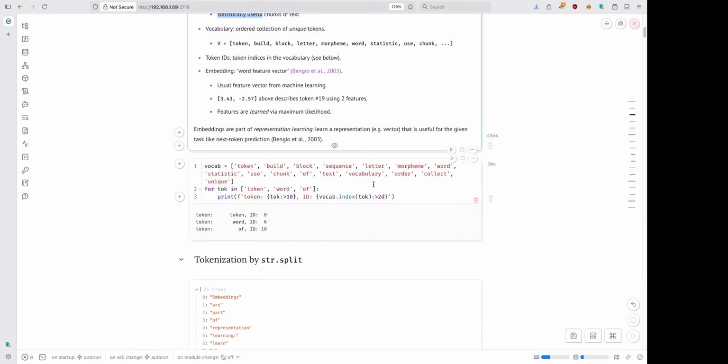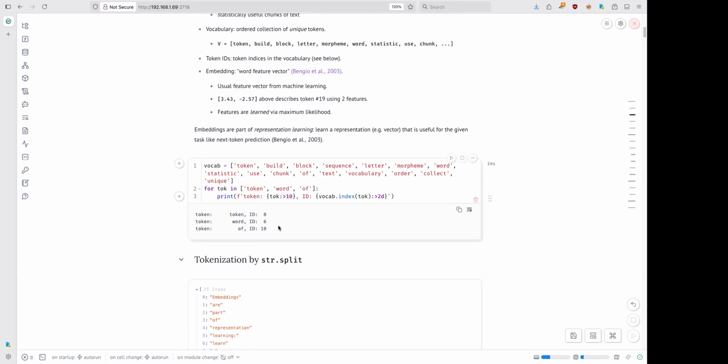Here we have an example vocabulary that I created myself. It's basically just a list, nothing fancy. We want to see what kind of tokens we have, what kinds of token IDs we have. So for example, the token has the ID of 0, token word has the ID of 6, the token of has the ID of 10, and so on and so forth. Obviously, in a real world application, you have thousands upon thousands of unique tokens in your vocabulary.